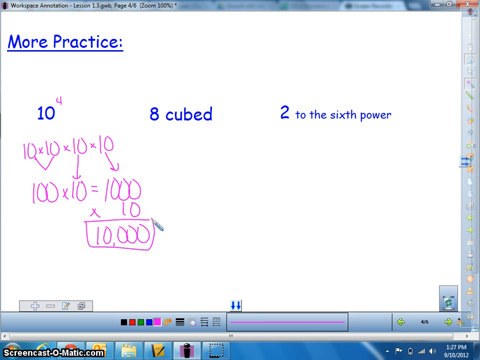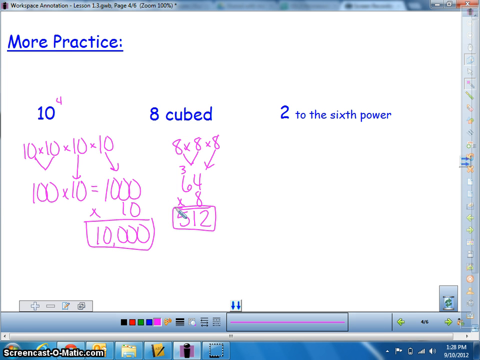8 cubed, that's going to mean 8. Remember, cubed means to the 3rd power, so that means 8 times 8 times 8. 8 times 8 is 64. I still need to get this one in there. So 64 times 8. 8 times 4 is 32. Put the 3 up. 8 times 6 is 48. Plus 3 gives me 51. So 512 is my answer for 8 cubed.